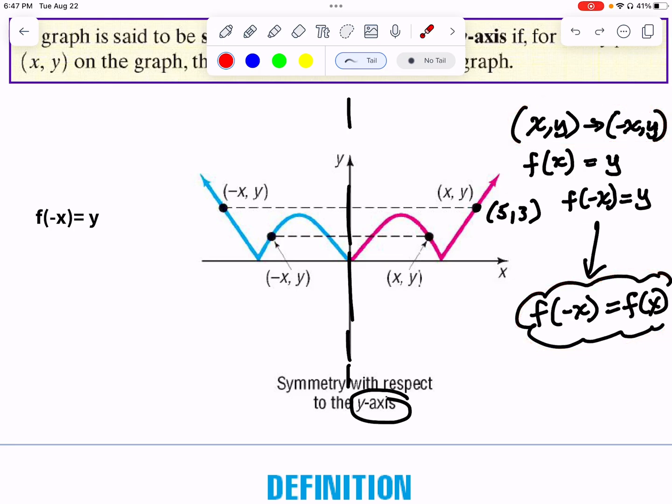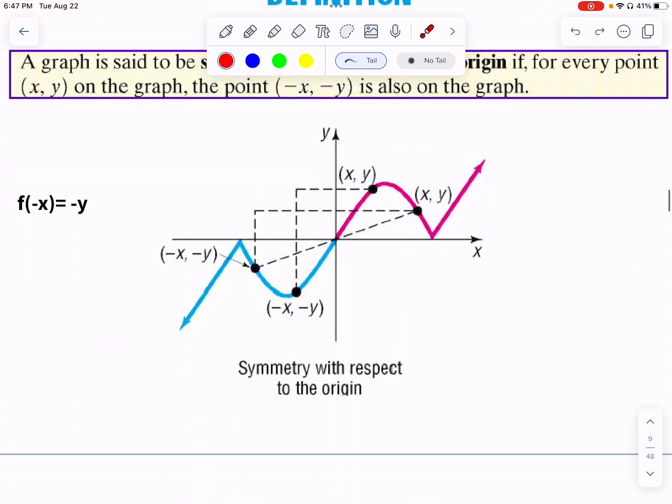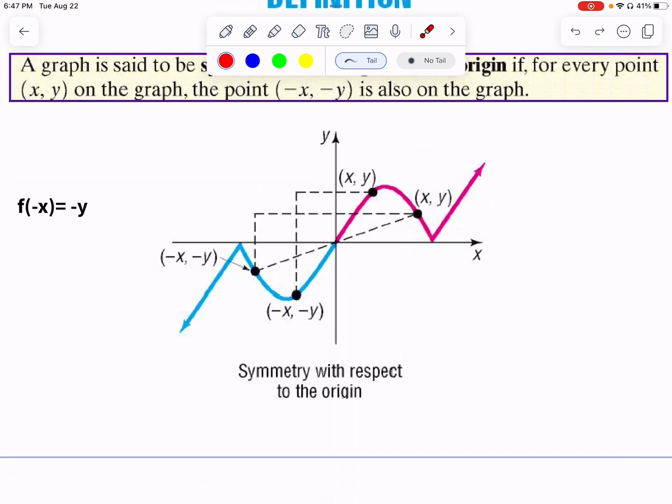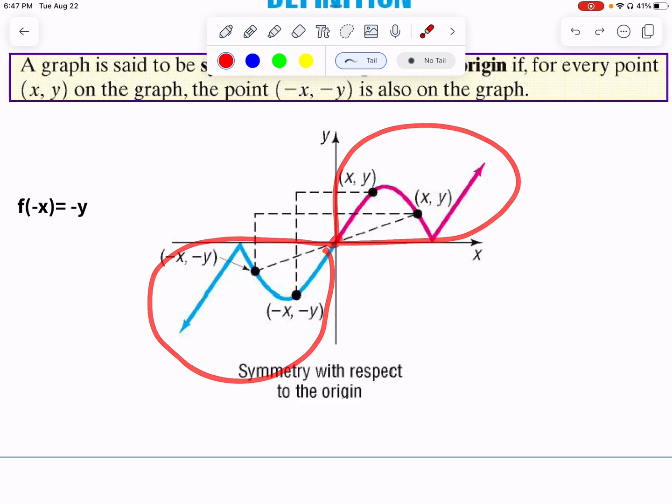concept. Keep in mind, when x is replaced with negative x, a graph that's symmetric to the y-axis will end up being the original function again. And I'll show you examples for sure. Third one, obviously, is symmetry with respect to the origin right here. So what you see in the first quadrant, you're going to see a reflection of it in the third quadrant, and vice versa.